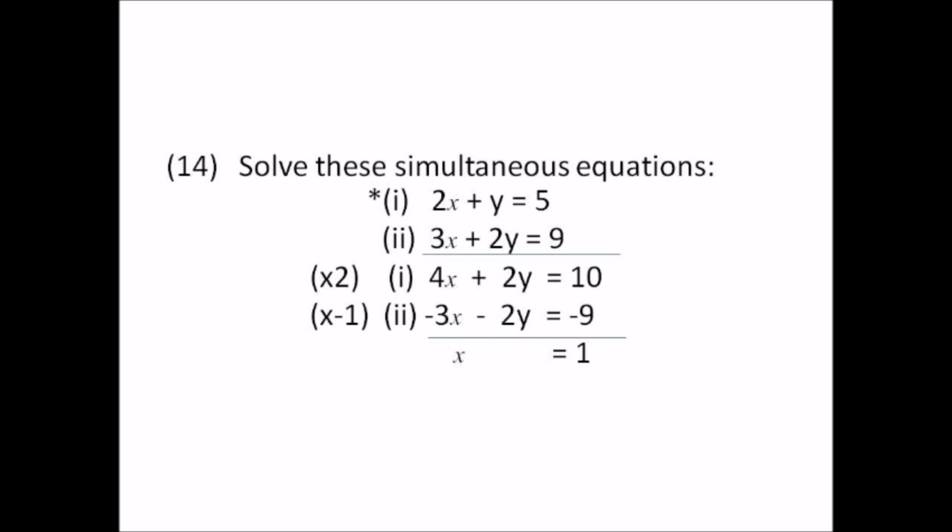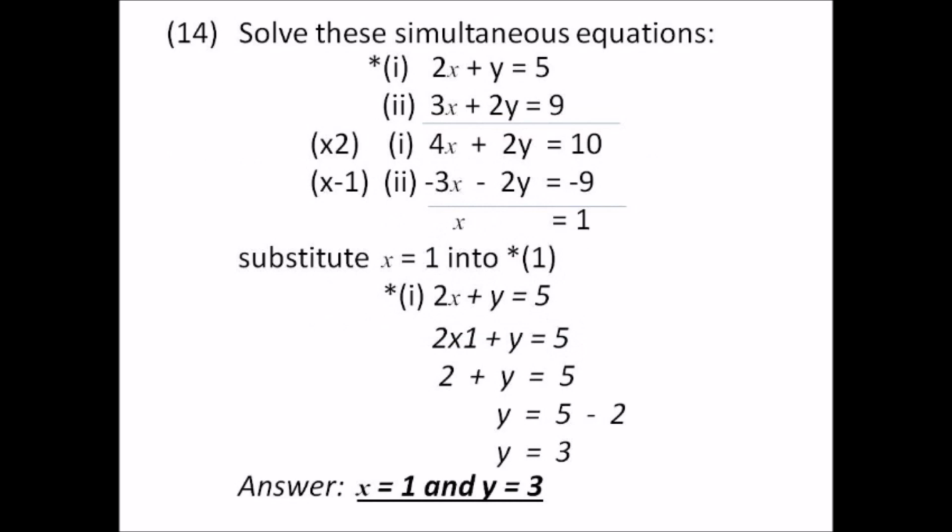So substitute x equal to 1 into 2x plus y is equal to 5. When you do that, you can get a value for y. So 2 times 1 plus y is equal to 5. 2 plus y is equal to 5. Take away 2, y is equal to 3. So the final answer: x is equal to 1 and y is equal to 3 when you solve those simultaneous equations. Hope you got that. If not, next time.